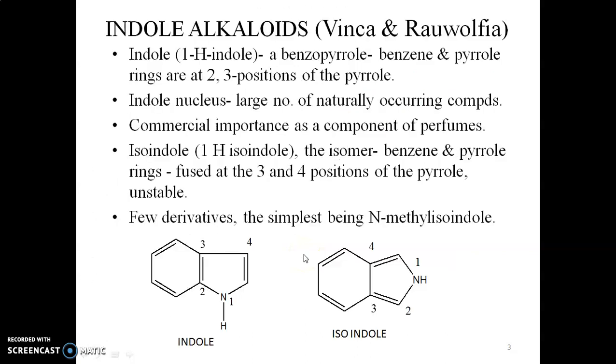to overcome it. Then coming to the indole alkaloids. Since we have these two drugs in our syllabus, Vinca and Rauwolfia, and these two drugs have indole alkaloids in them, we will be focusing on the indole alkaloids. Indole is 1H-indole, a benzopyrrole, that is, you have benzene and pyrrole rings in indole which are fused at the second and third position of the pyrrole.